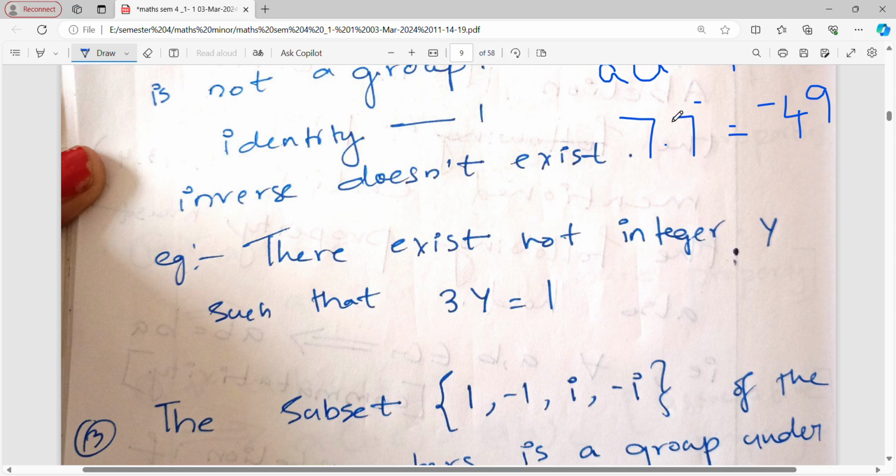Okay, minus have to be here. Sorry. Next, there exists no integer y such that 3 into y is equal to 1. Right.